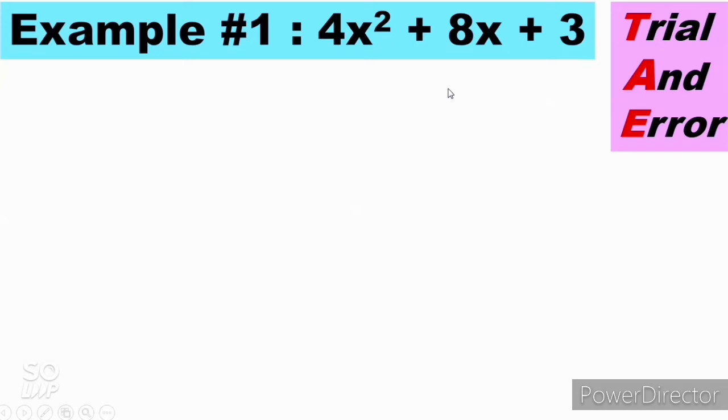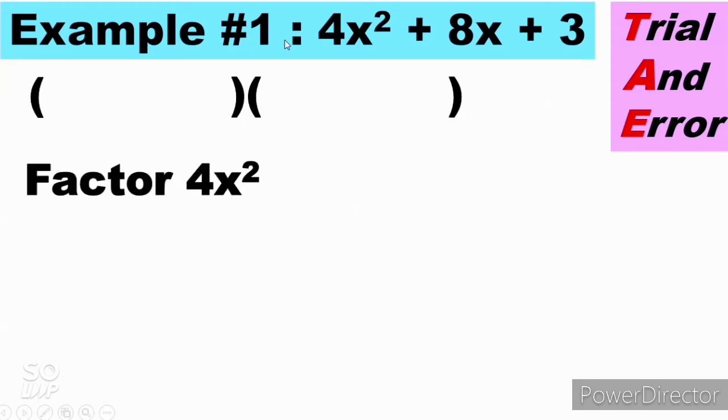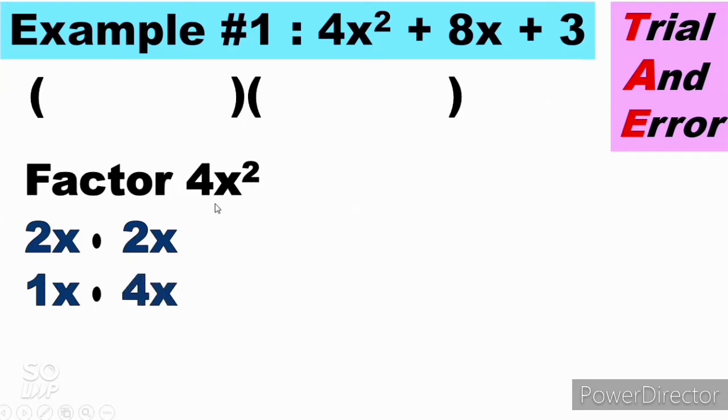Okay, so the first step, since 4x squared plus 8x plus 3 is quadratic, magkakaroon tayo ng dalawang factors which is dalawang binomial factors. So, kaya ang una muna natin gawin is to factor the first term which is 4x squared. Okay? So, ang factor ng 4x squared is 2x times 2x. Another factor is 1x or x times 4x.